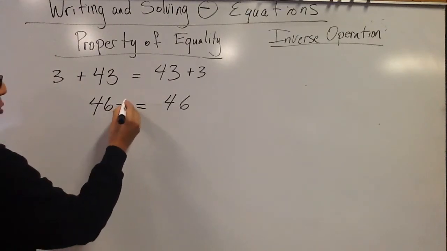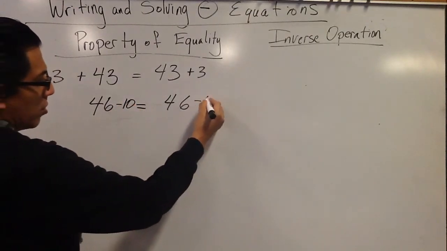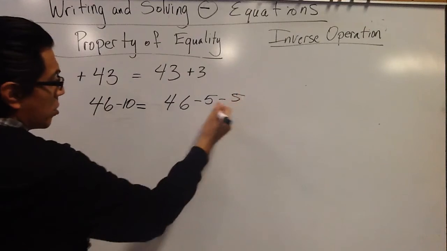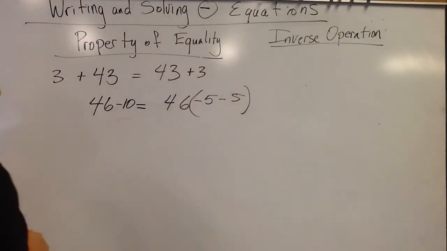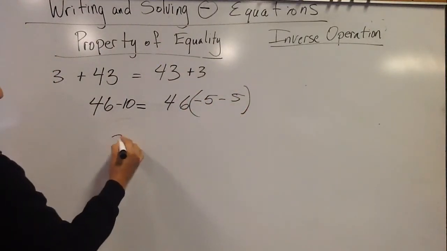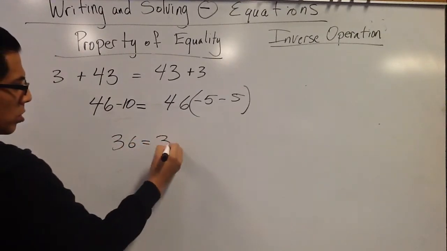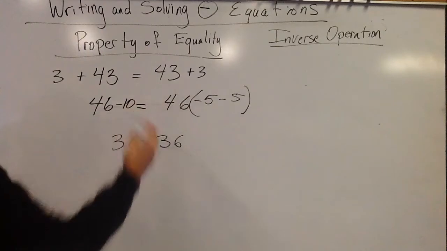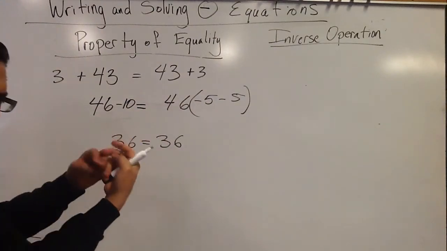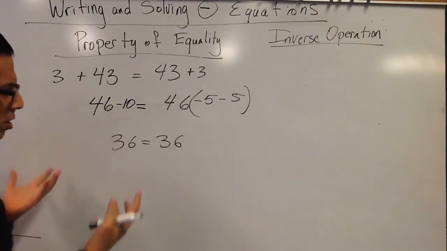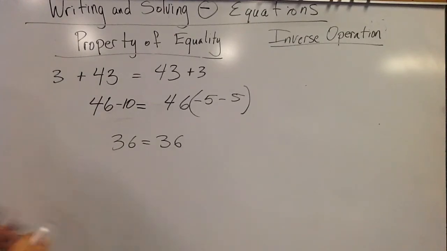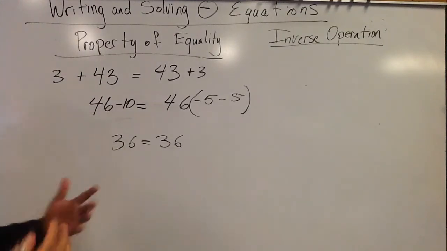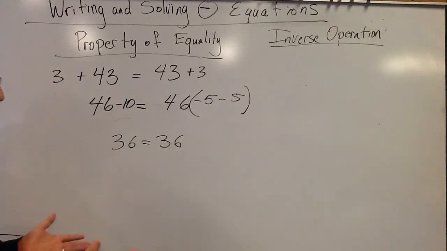Watch. I'm going to subtract 10. And here I'm going to look at it as 5 and then subtract 5 more because we know that's still subtracting 10, right? And what do I end up with? 36 equals 36. Look at that. This is the property of equality, and what it does is it allows you to treat equations almost like clay. You're able to do different things with it. You're able to mold it and change it so that in the end, in algebra, you can solve for an unknown.